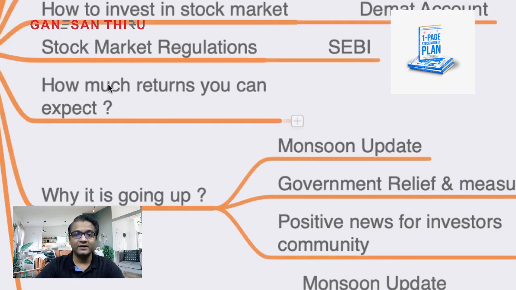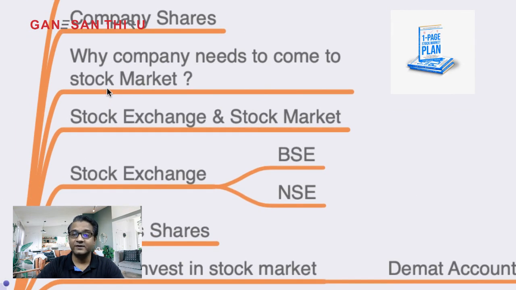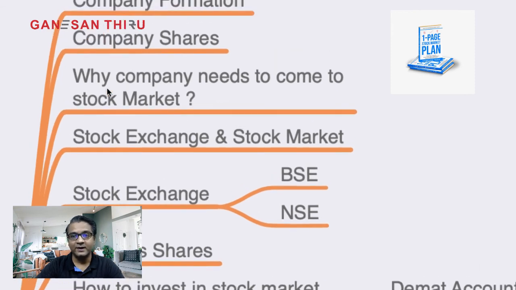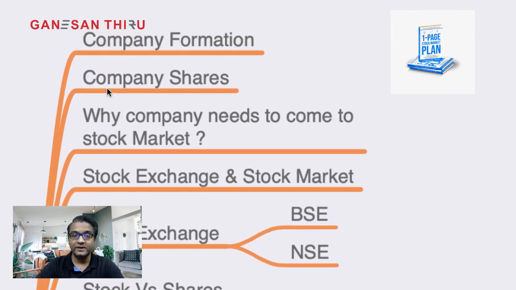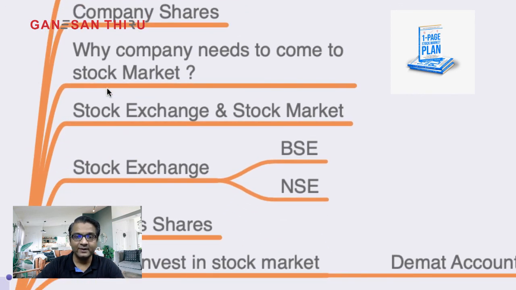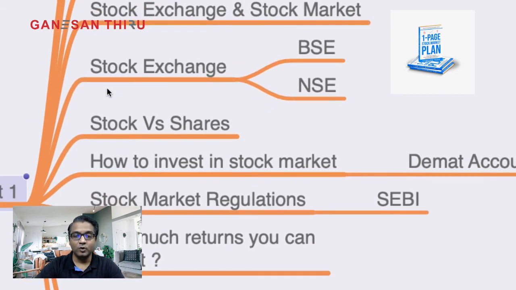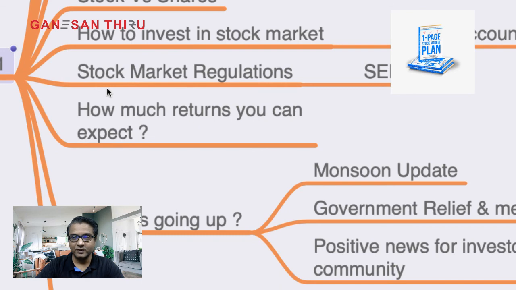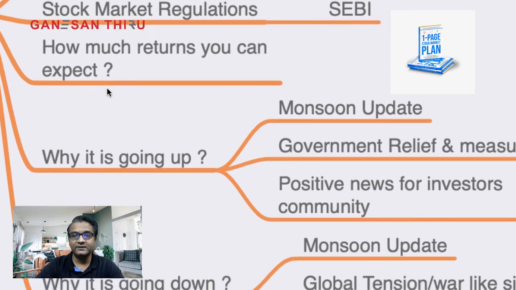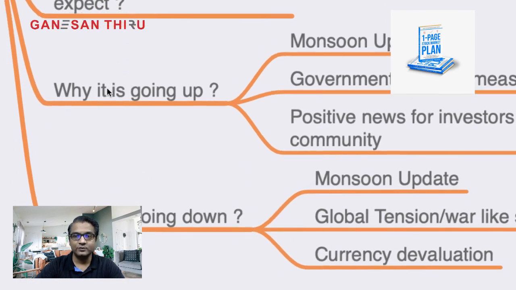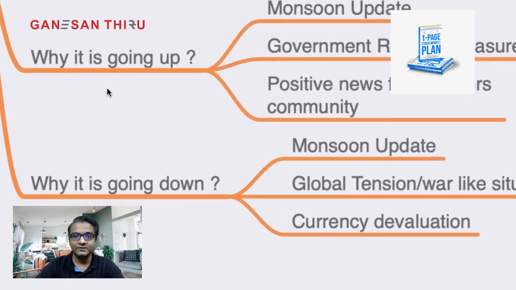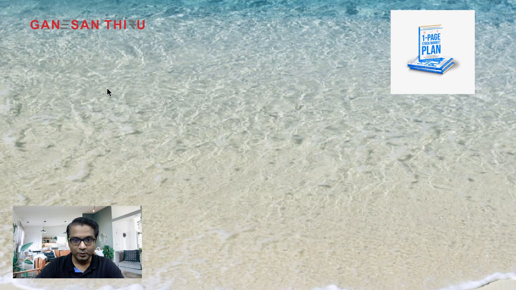Okay, so generally what we discussed today is company formation, why the company is being formed, how the company shares are being calculated, why the company needs to come into the stock market, what the difference is between stock exchange and stock market, stocks and shares, as well as how to invest in the stock market using demat, and finally the three most important points: why the stock market is going up, and why the stock market is going down. These are the things we covered as part of stock market basics part 1.